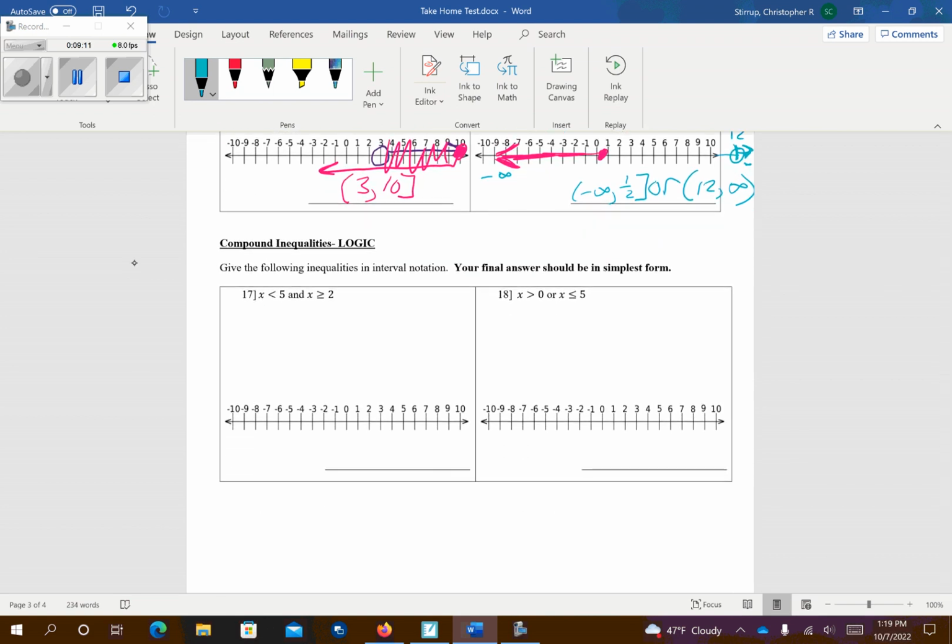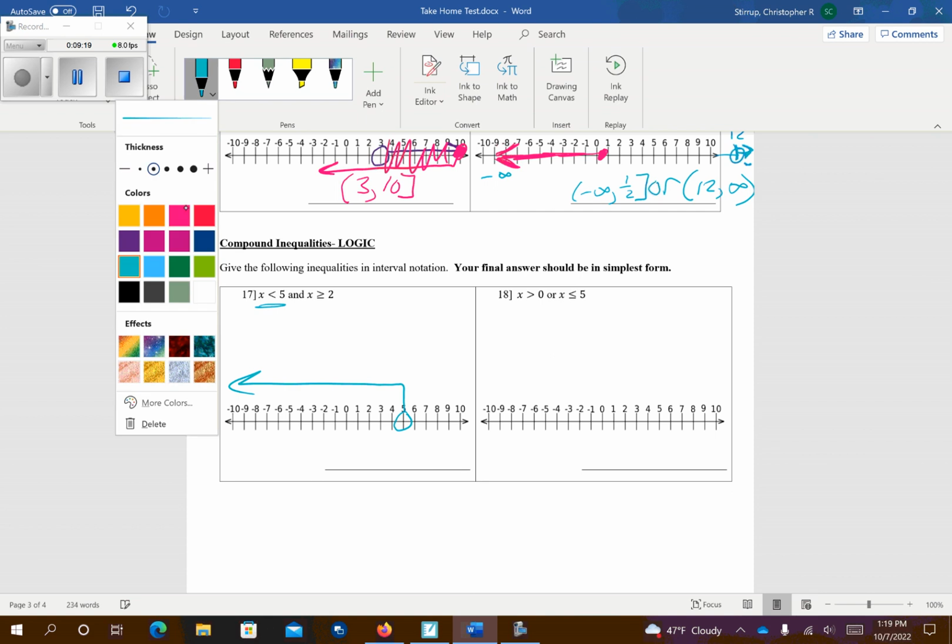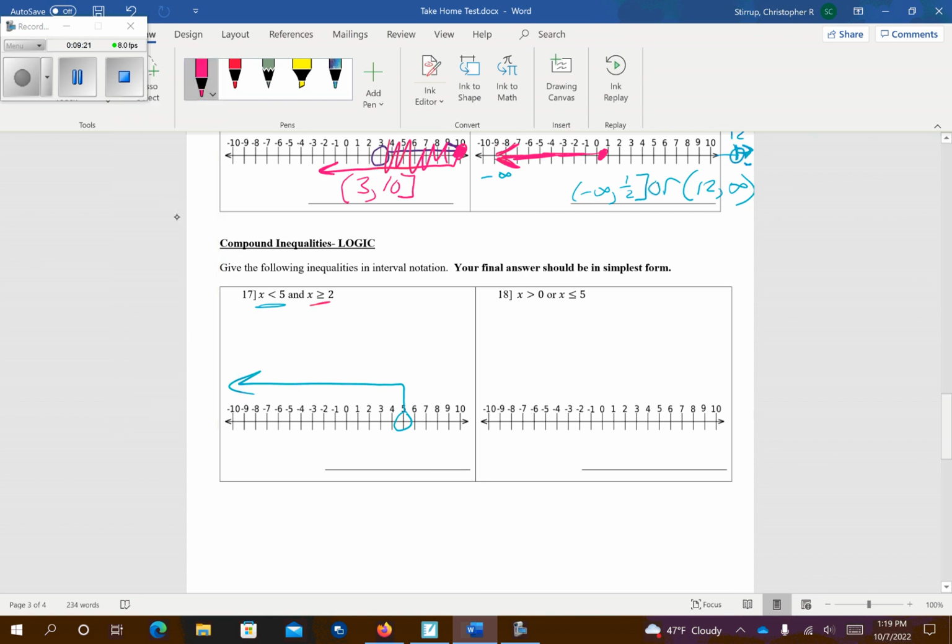Okay, let's take a look at these. So I'm going to graph that one first. It's already solved, so we just have to graph it. So I have an open dot, and it's going to go left. And then for the 2, I have a solid dot on the 2, and it's going this way. So this is my overlapped region.